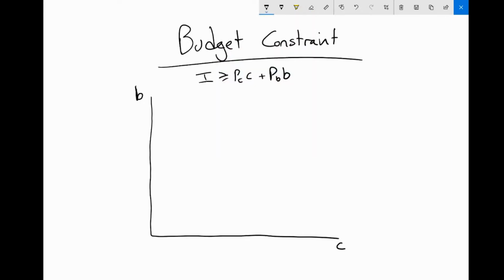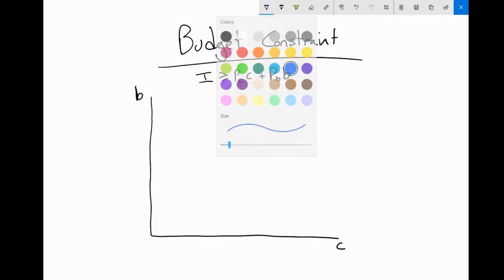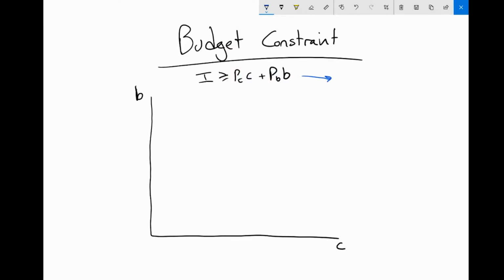So what would the budget constraint look like if I wanted to plot it on this graph? Trying to answer that question will give us some nice intuition. First, let's assume for the moment that the agent will spend all of their money. We'll come back to this in a minute, but let's just set this to an equality.